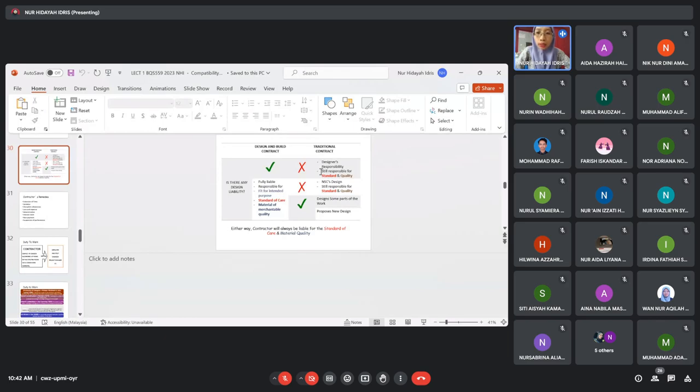If you look at the second column, if nominated subcontractor designs, the main contractor will not be liable for the design of the nominated subcontractor. The nominated subcontractor, or NSC, will be responsible for his design. Design liability will be put on the NSC itself. If the main contractor designs some parts of the work, the contractor will be held liable. On the portion that he designs, he will be held liable.